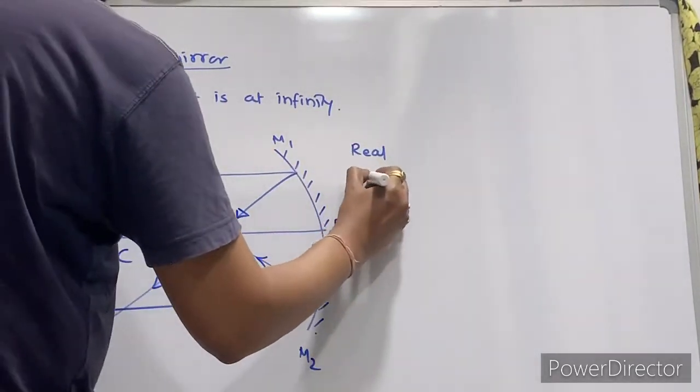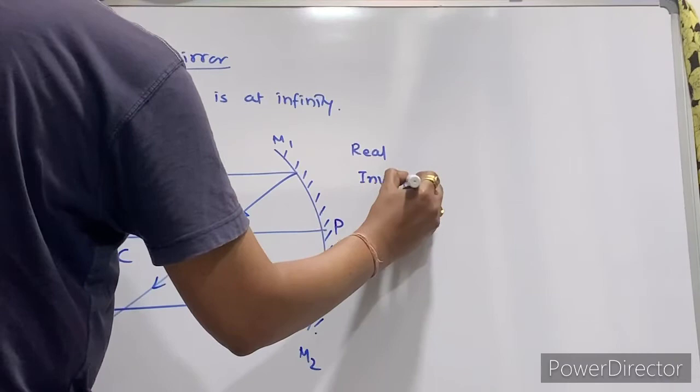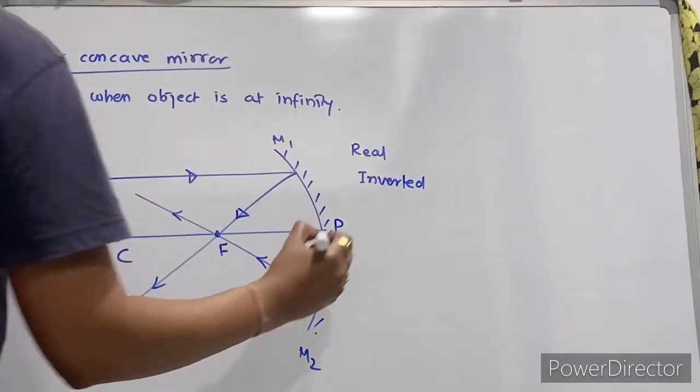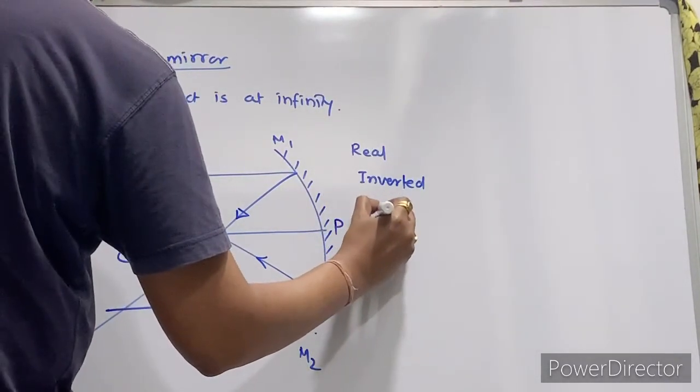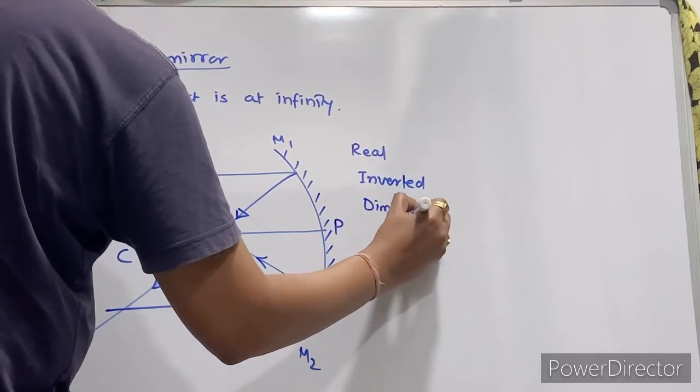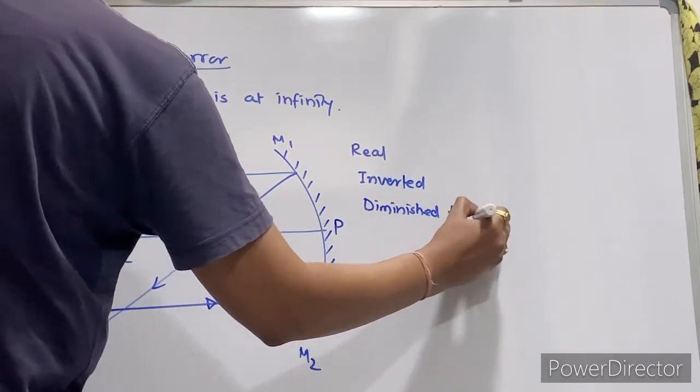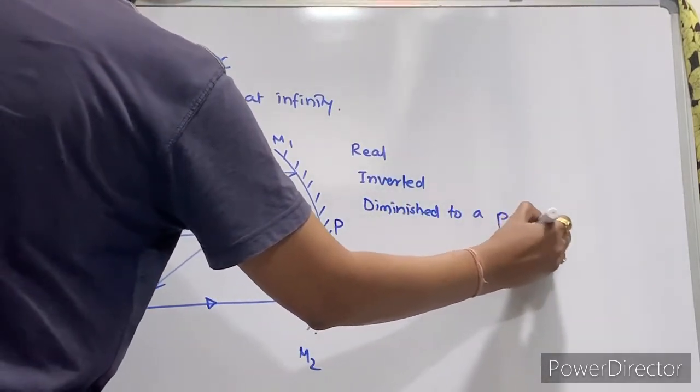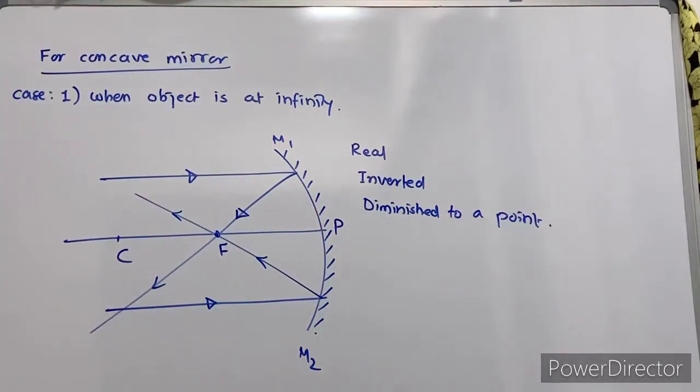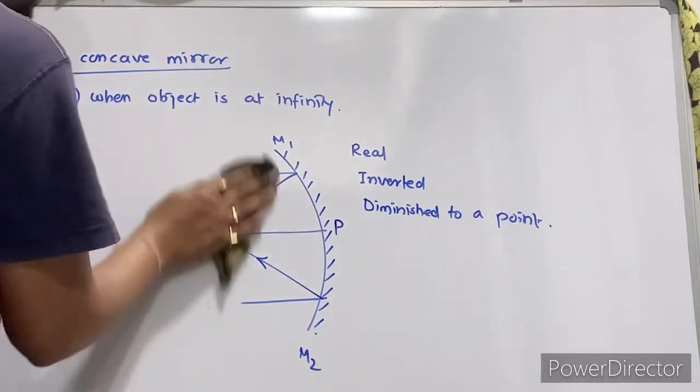It is inverted, and it is diminished to a point. So the image formed over here is real, inverted, and diminished to a point. Right? This is about the first ray diagram. Now we'll go with the second.